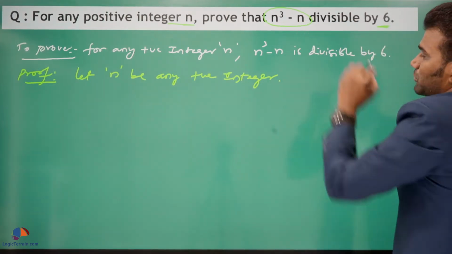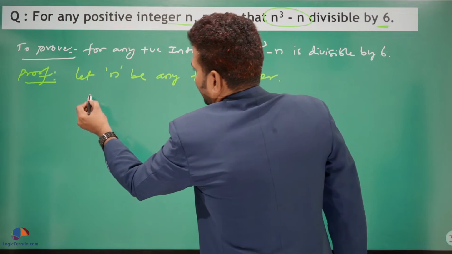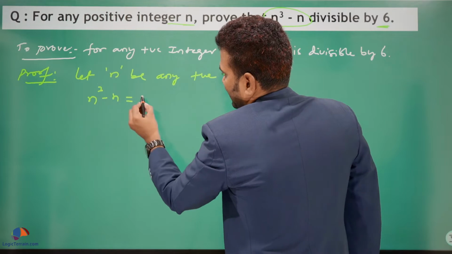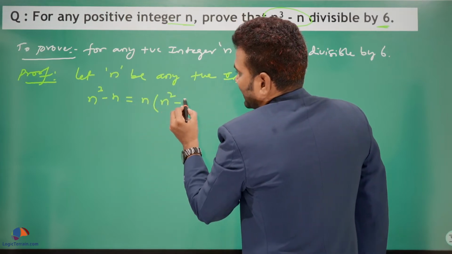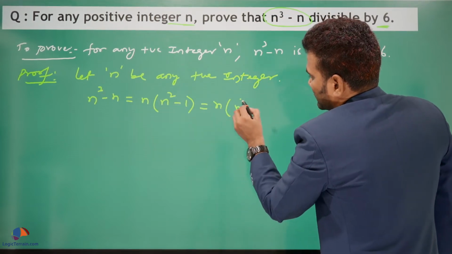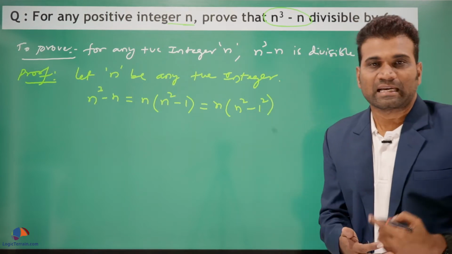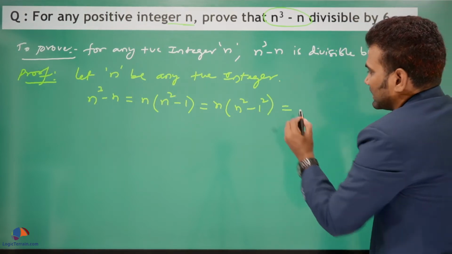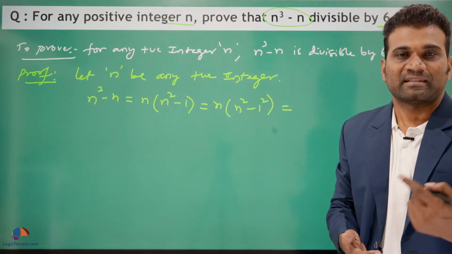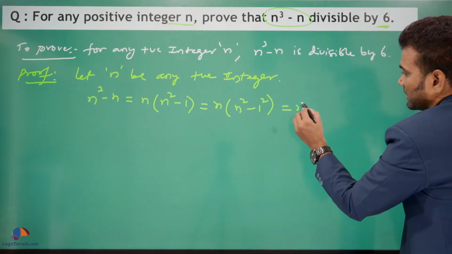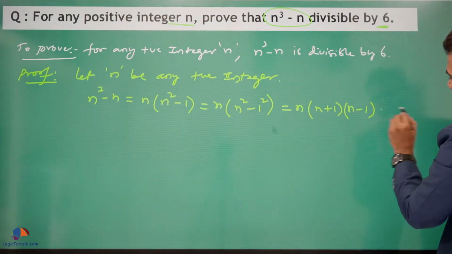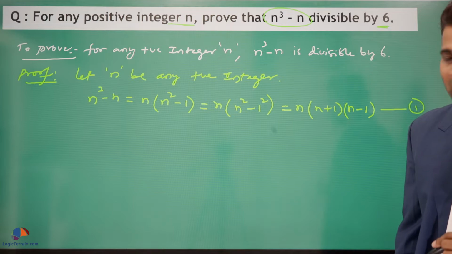Since we need to prove n cube minus n, let us take that form. n cube minus n is equal to, we can rewrite, taking n common, n into n square minus 1. Again this we can rewrite as n into n square minus 1 square, where 1 we can write as 1 square. Then this looks like a square minus b square. By using the identity a square minus b square equals a plus b into a minus b, this becomes n plus 1 into n minus 1. Let us take this as number 1, right?